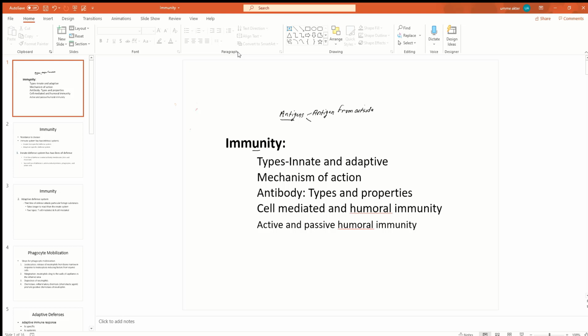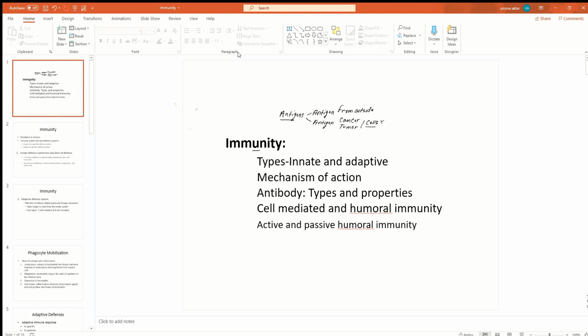However, antigens can be produced inside your own body and can try to harm. Examples of antigens produced inside the body are cancer cells, abnormal cells in the body, tumor cells, right? These cells are your own body cells, but they are your enemy, harmful for the body. So your body will also try to destroy them, will fight against them. So that ability of the body is called immunity.